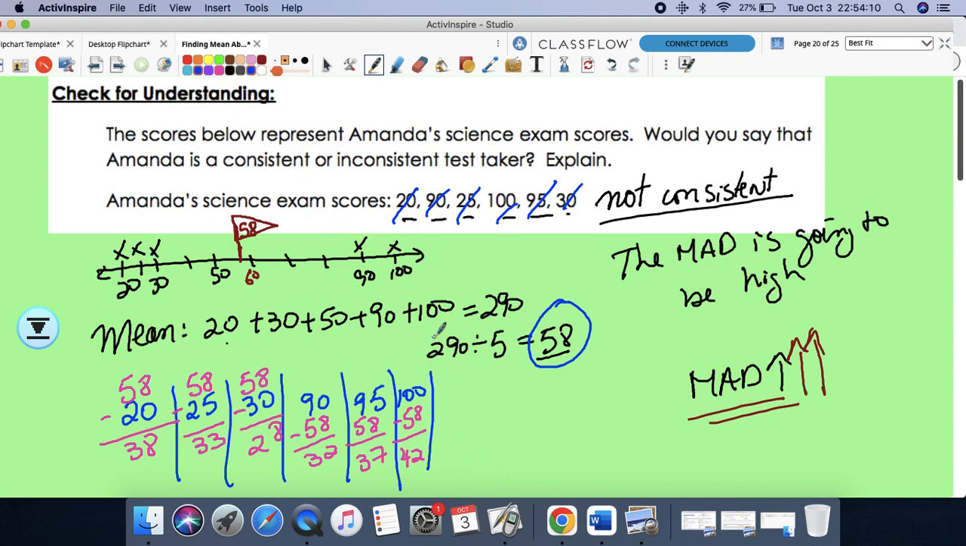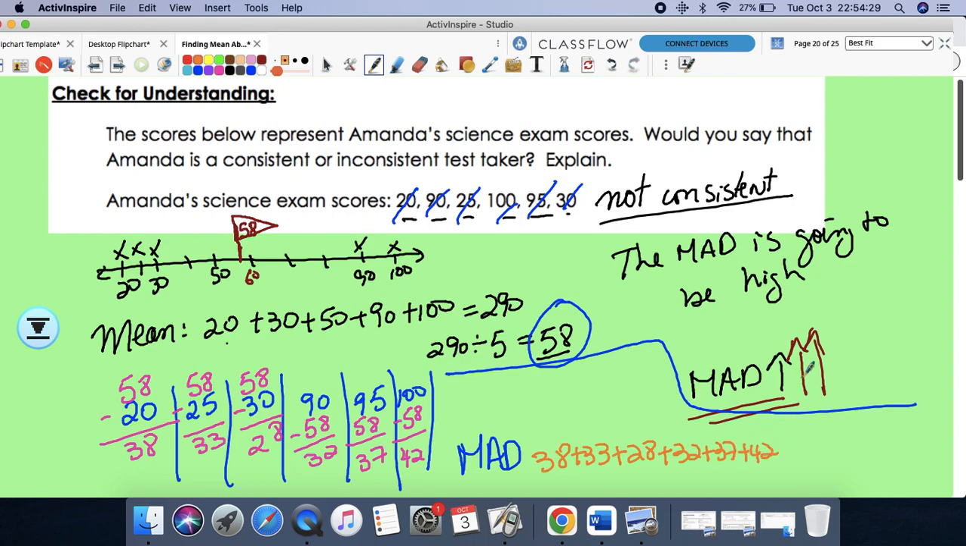Now, how do we find the MAD? Right, so we have to take these numbers, the 38, 33, 28, 32, 37, and the 42, and we're going to add them in the calculator. 38 plus 33 plus 28 plus 32 plus 37 plus 42. Enter, we get 210. And we're going to divide that by 6.